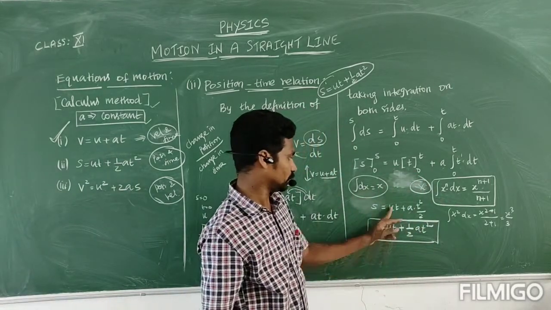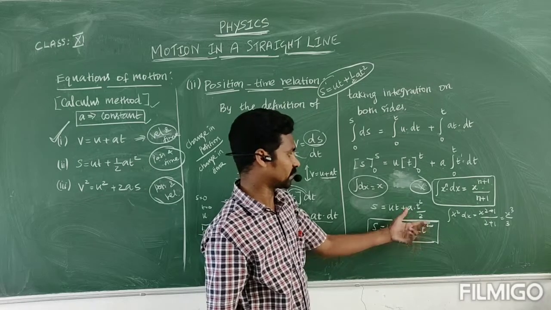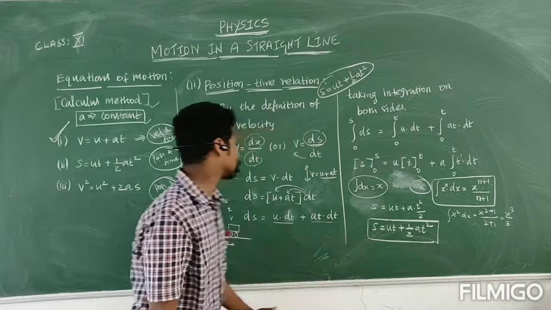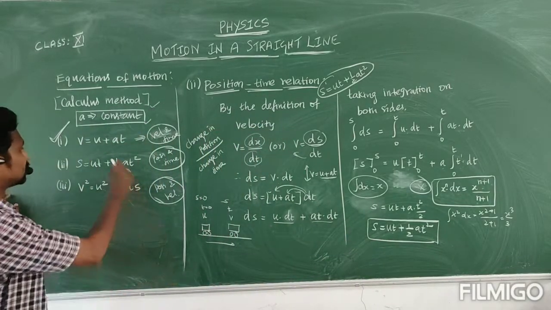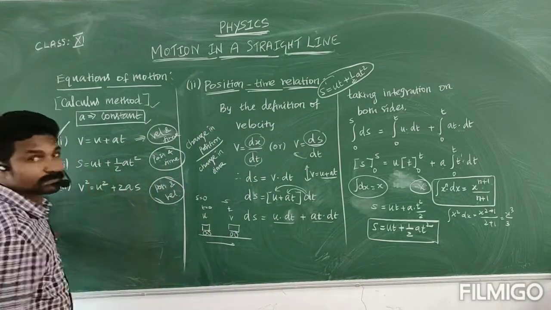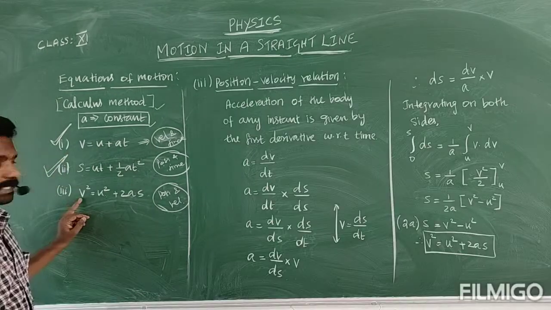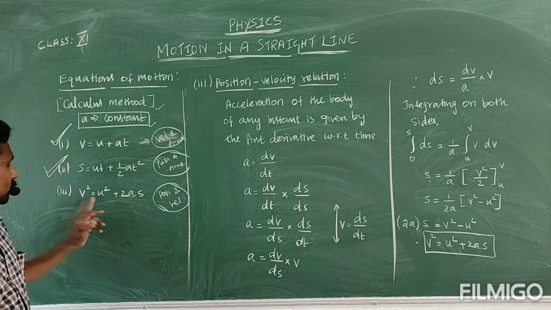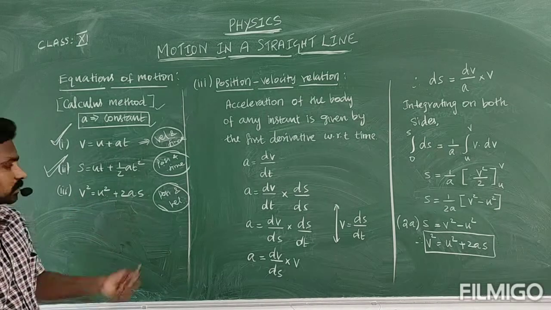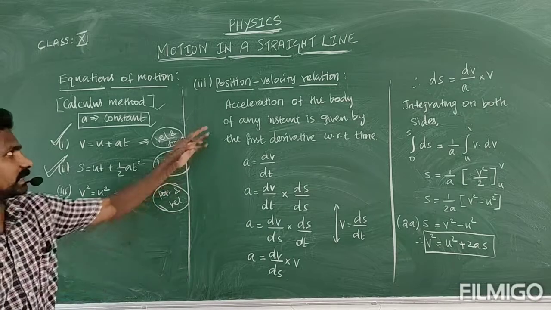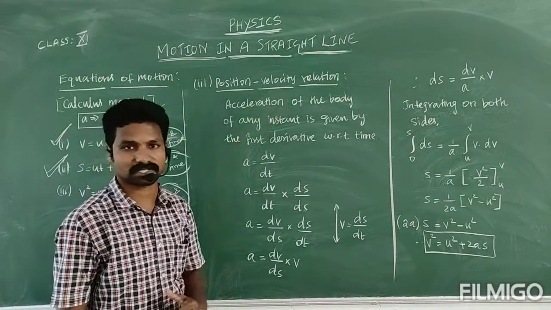Therefore s equals ut plus half at squared. I rearranged it as just half at squared. So now you know the relationship between the position and the time. That is, s equals ut plus half at squared is derived. Okay, next one: v squared equals u squared plus 2as. So you know this is the position and velocity relation. See the derivation.